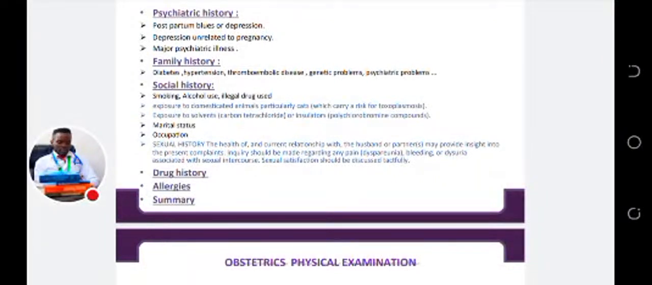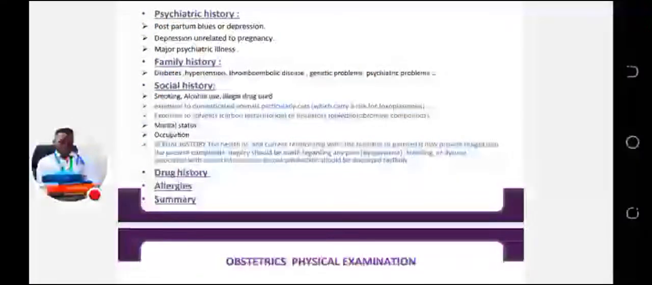Then also the occupation of your client. This one is another cardinal, interesting part. You need to ask your client about their occupation, where they are working from and whatnot, because it also has other medical importance that will be attributed to the fetal development. Then you should also ask them about their sexual history.